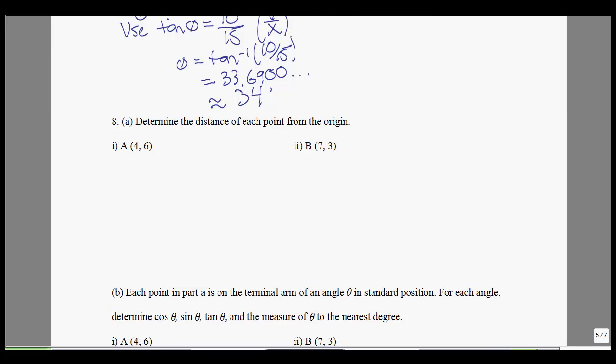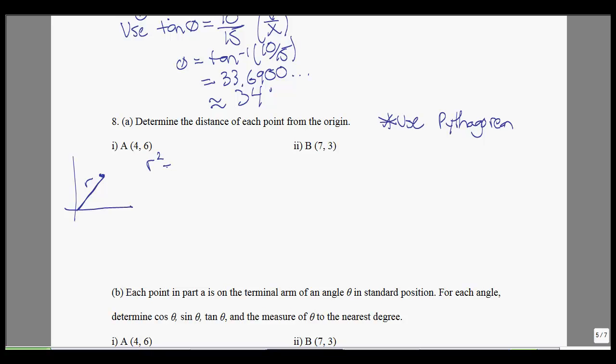Number 8. Determine the distance of each point from the origin. So we're given a point and we want to find our distance from the origin. This distance here, which we generally label as R. So we want to use our Pythagorean for both of these questions.